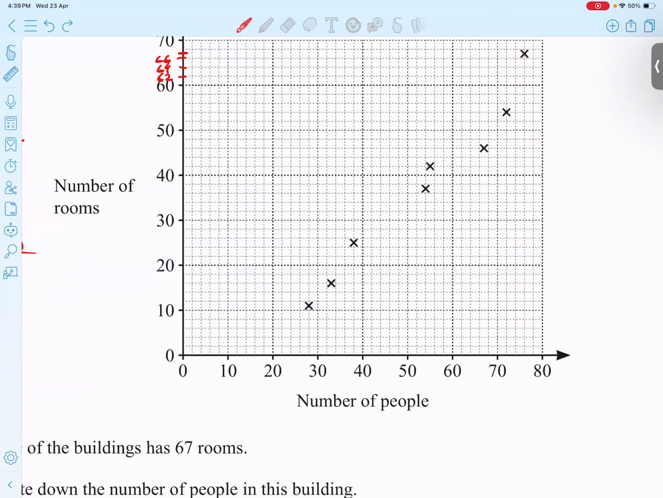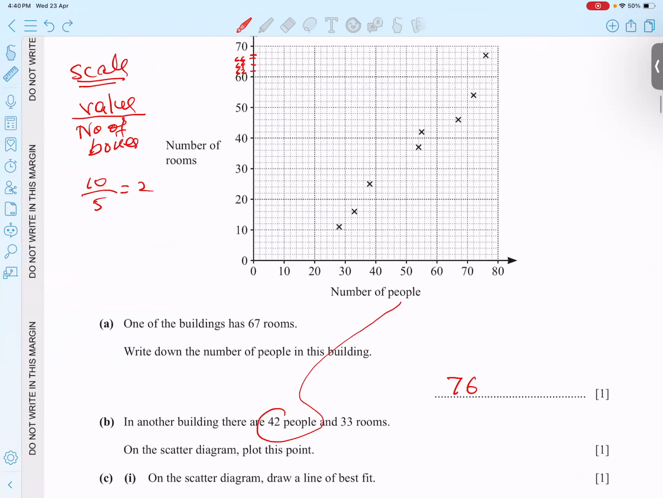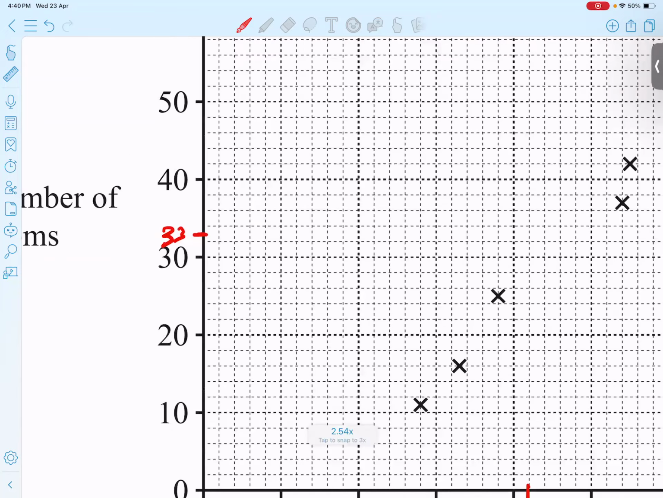In another building, there are 42 people and 33 rooms. So 42 people are here, this one box. And how many rooms are there? 33. This is 32, this is 34, so 33 comes in the middle. This is 33, and I have to plot it.